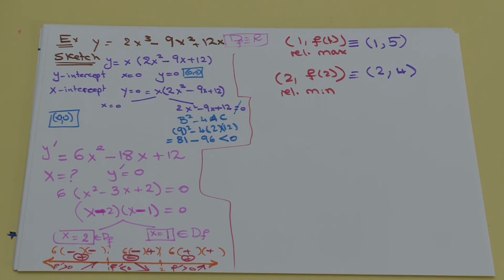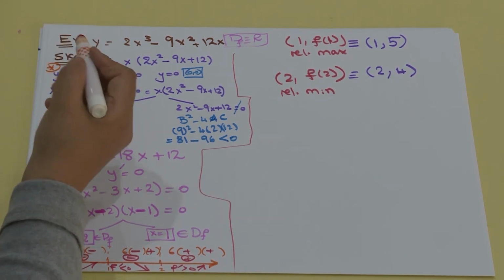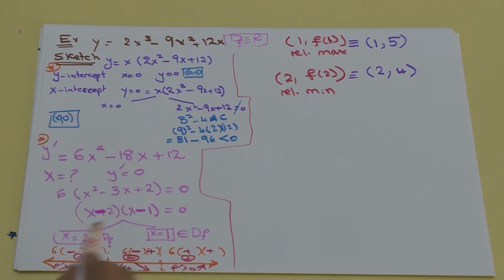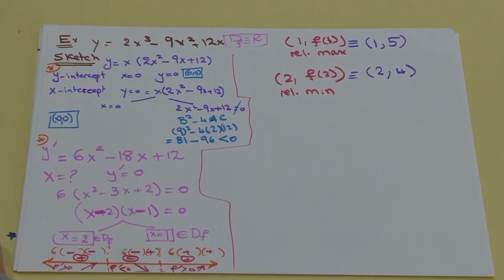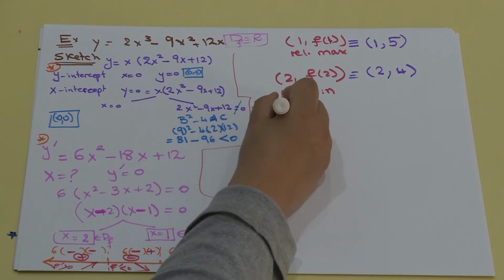We should study concavity. In the first part, we were talking about intercepts. In the second part, we talked about the places where the function is increasing, decreasing, and critical values, which will lead us to find the relative maximum and minimum. Now we should talk about concavity.